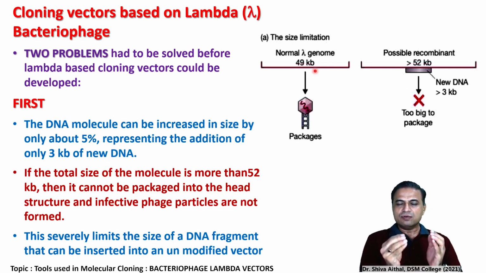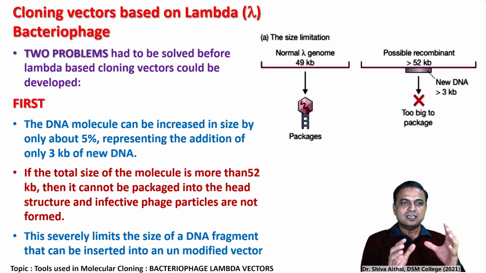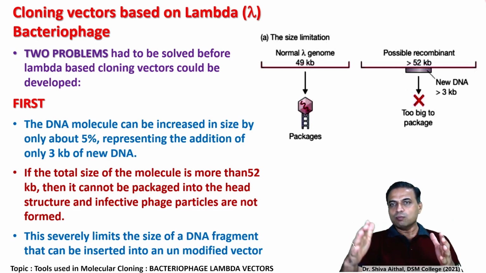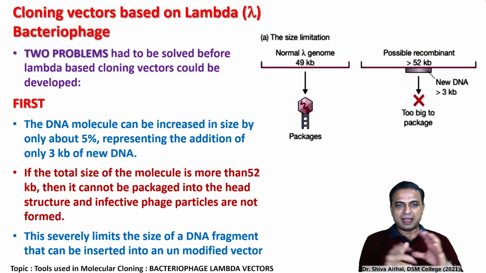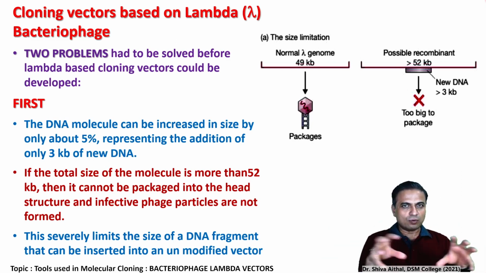Now even if you think of considering a gene of interest as small as 3 kilobases, that will increase the size of this lambda genome to 52 kilobases, and that will not be accommodated. The DNA molecule can be increased in size only up to 5%, and considering 49 kilobases, 5% is about 3. The total size of the molecule will become more than 52, so it cannot be packed into the head structure and infective phages cannot be formed. Means they will not multiply.